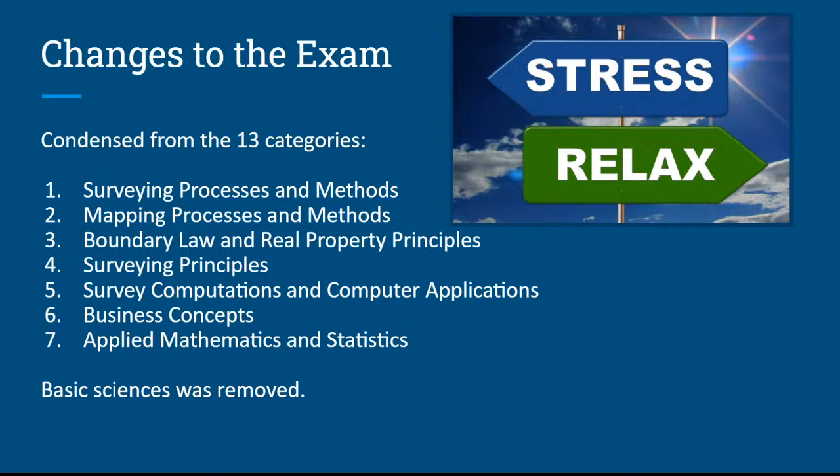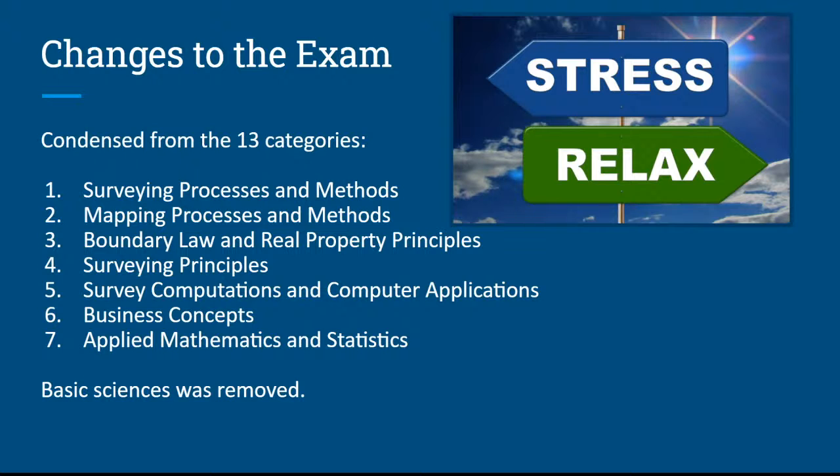So what's changed? Here's what everybody wants to know. Originally it was 13 categories. This is what it was previously. One thing that they have changed is basically survey processes and methods, mapping processes and methods, boundary law and real property principles, survey principles, survey computations and computer applications, business concepts, as well as applied mathematics and statistics. So really, we're at 12 categories. They've just condensed and put a couple of them together.